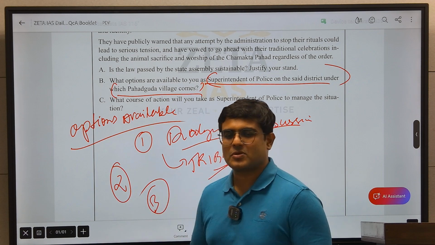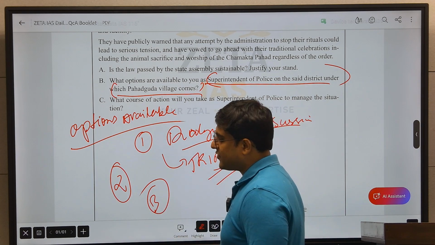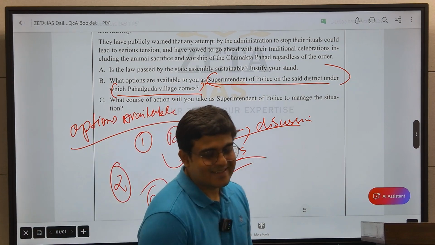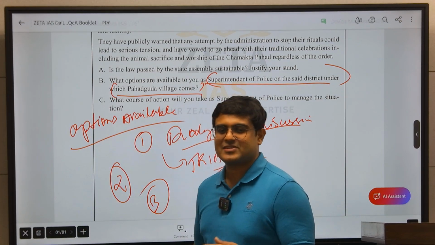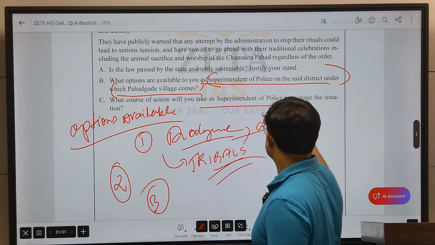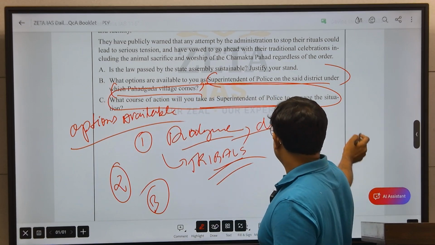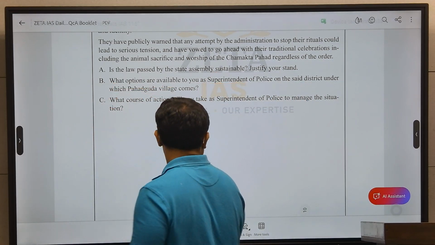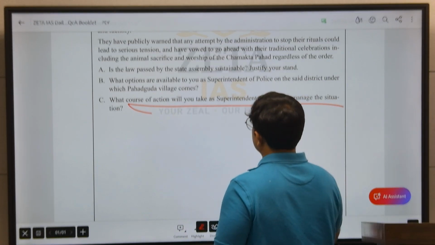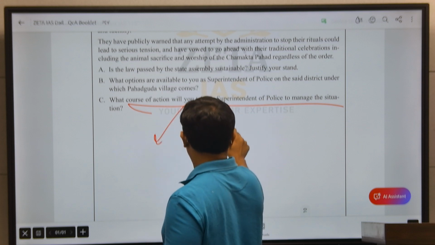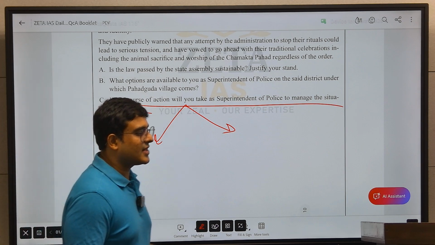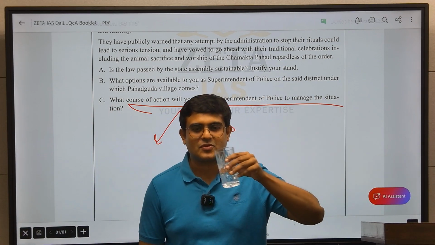So these are the various options you have, and of course the infamous negative option, that let the law take its own course. If there is a violation, I will take action. Yes, that option is there. You should write also, but that should not be the course of action. What will be the course of action? Hope you guys have written what can be the course of action.